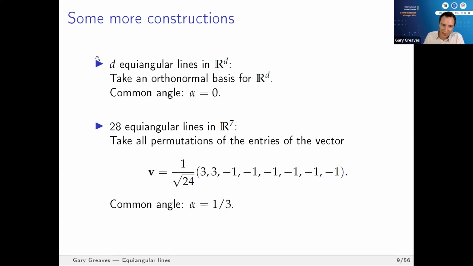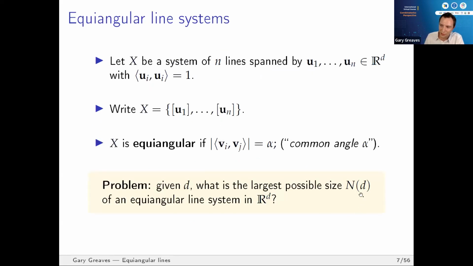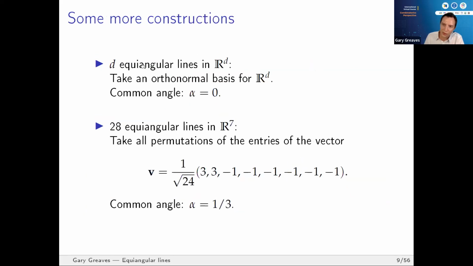And so this immediately gives us a lower bound for our main problem. The main problem is to find this n(d), the largest cardinality of an equiangular line set. With this general construction, we know that we can always get d, we just start with an orthonormal basis. So this is immediately considered a boring construction. It's not very interesting, it's somehow obvious we can get an orthonormal basis and get D equiangular lines in dimension D. So from now on, we're only interested in when we can do better than D lines in D dimensions.